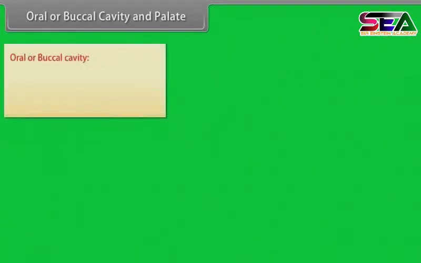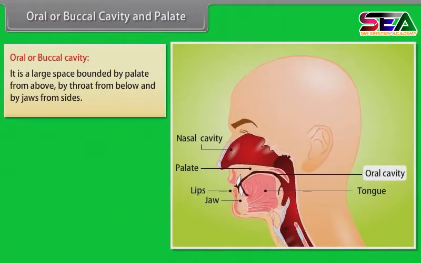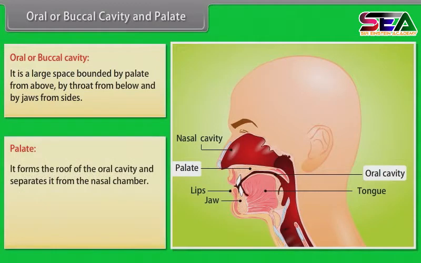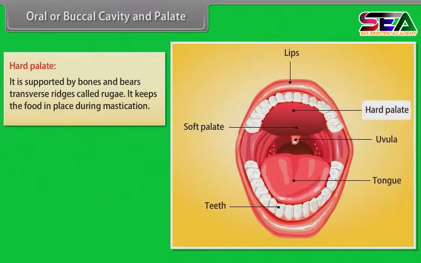Oral or buccal cavity and palate. The oral or buccal cavity is a large space bounded by the palate from above, by the throat from below, and by jaws from the sides. Palate. It forms the roof of the oral cavity and separates it from the nasal chamber. It is divided into two parts, hard palate and soft palate. Hard palate. It is supported by bones and bears transverse ridges called rugae. It keeps the food in place during mastication.